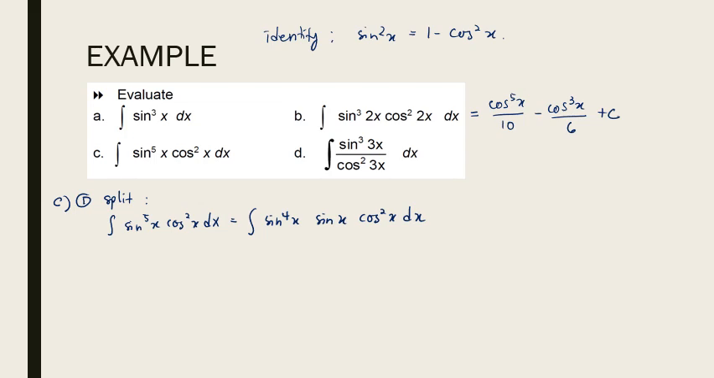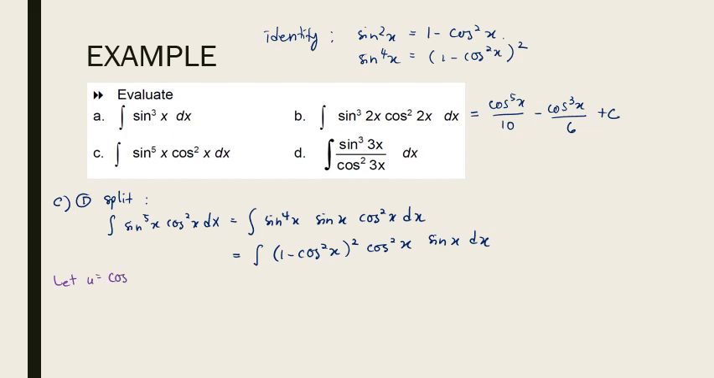So we have sine power of 4x, so sine power of 4x becomes 1 minus cos square x, squared. So integrate 1 minus cos square x squared, cos square x sin x dx. Then what do we use? The substitution. So use the substitution of u. Let u equal to cos x. So du, same as before, is negative sin x dx.